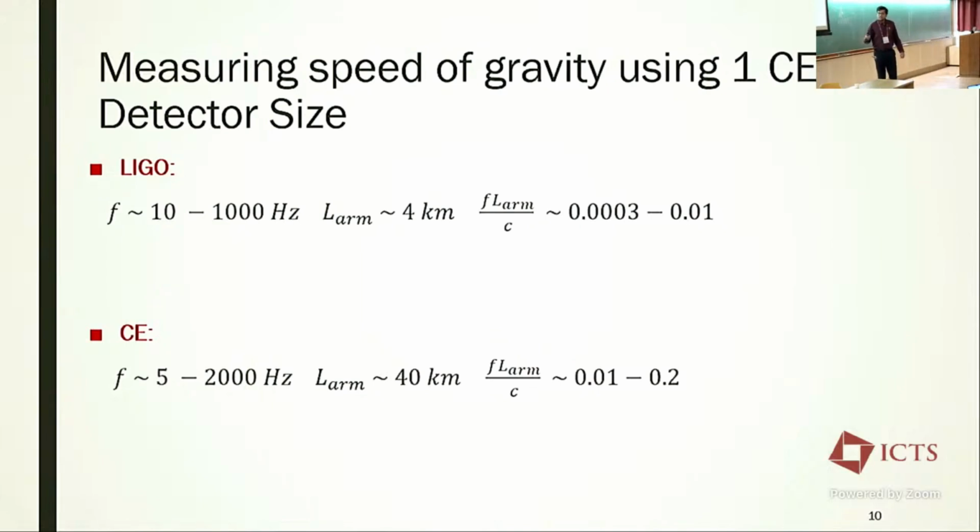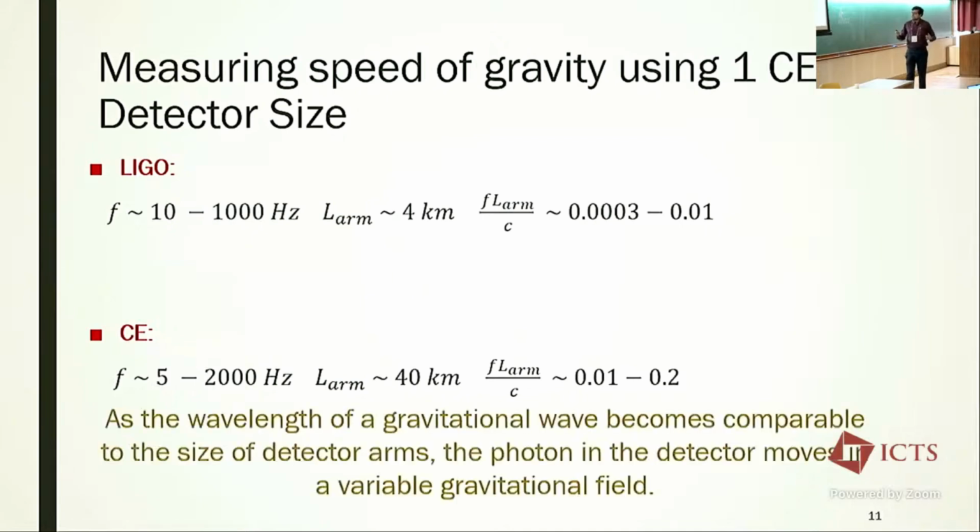In Cosmic Explorer, the length of the arm is 10 times more, so this number improves by 1 order of magnitude. And as this number improves by an order of magnitude, what happens is that the wavelength of the gravitational wave, at least in high frequencies, becomes comparable to the size of the detector arms, and so the photon moves in a variable gravitational field.